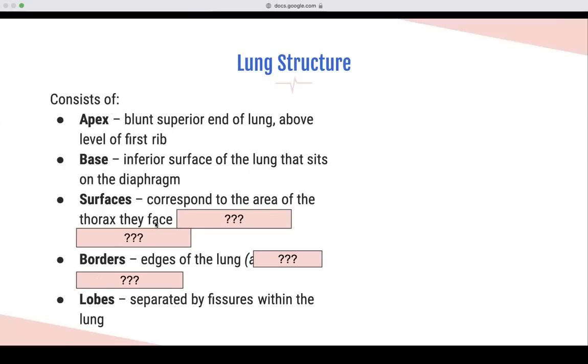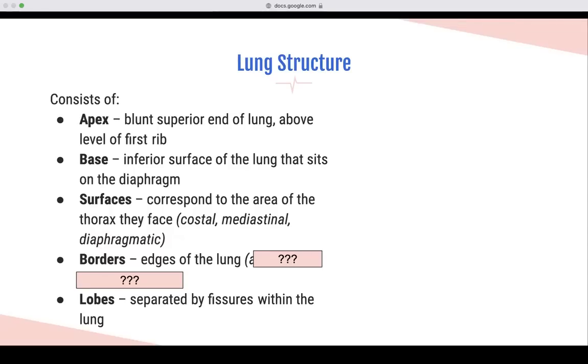Do you guys know what the surfaces of the lung are? There are three main surfaces. Mediastinal, costal, and diaphragmatic. Exactly. Costal, from its name, is the part of the lung that faces the ribs. Mediastinal is the surface that is in contact with the heart and mediastinum, basically. Diaphragmatic is the surface that's in contact with the diaphragm.